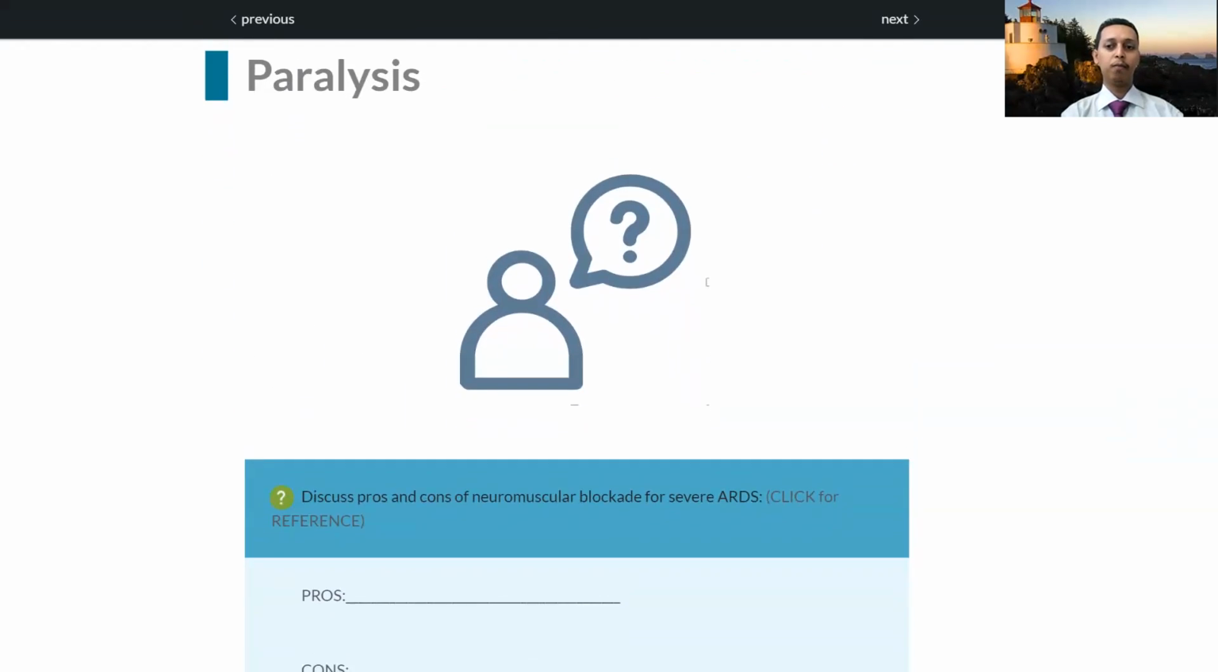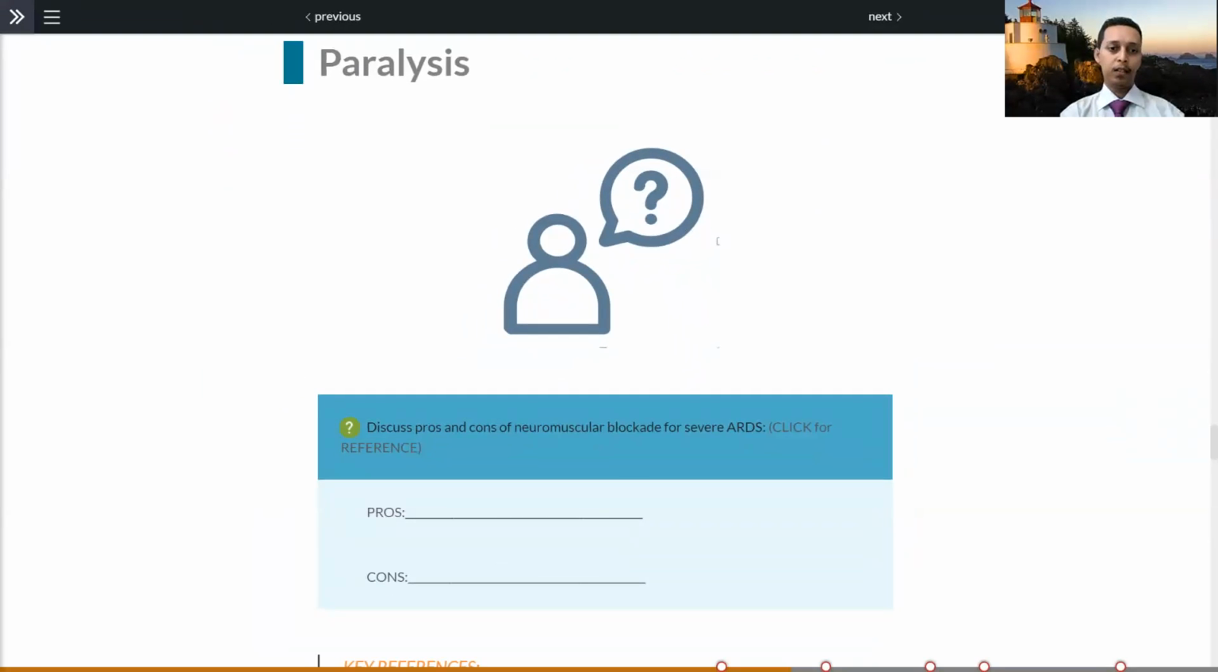It's about paralysis, neuromuscular blockade. It's not uncommon to put patients on a neuromuscular blocker when we are managing ARDS, and we know that it has pros and cons. So can you write down the pros and cons in the chat box in the next 30 seconds, please? What is the advantage? Why do we want to use a neuromuscular blocker when we are treating ARDS? And what are the disadvantages?